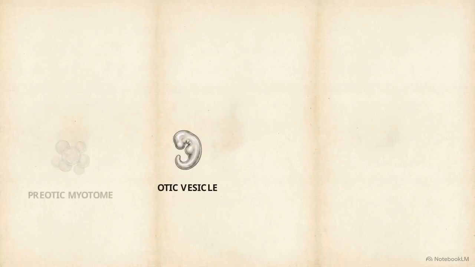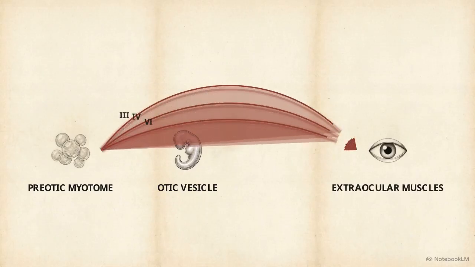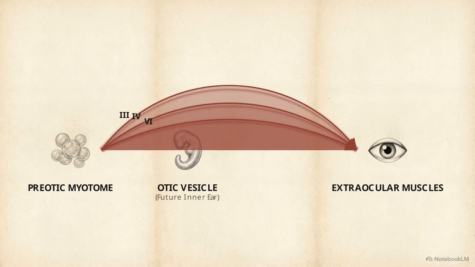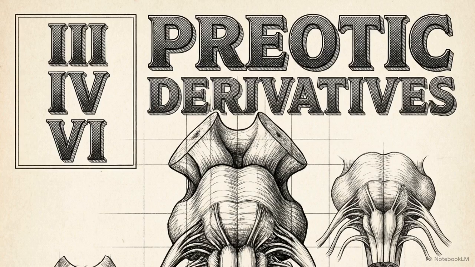These structures develop from preotic myotomes. These are primitive blocks of embryonic tissue located directly anterior to the otic vesicle, which eventually becomes the inner ear. Because the nuclei for nerves 3, 4, and 6 derive from the exact same preotic tissue, their somatic motor functions remain permanently bound together. Understanding this preotic origin allows you to group these nerves as the dedicated ocular system. You no longer need to memorize them as isolated facts.